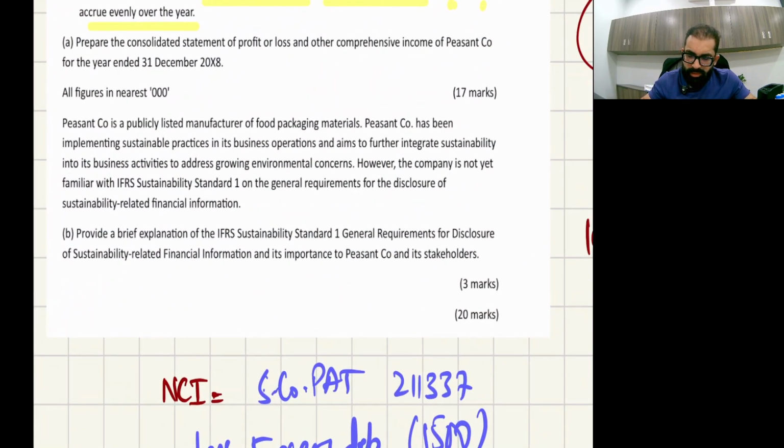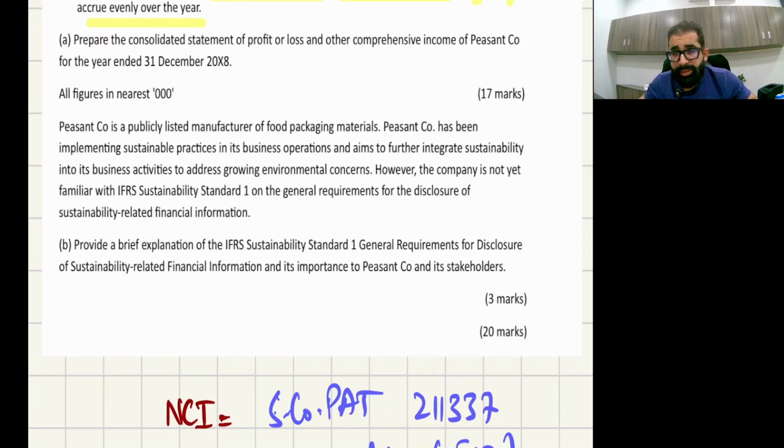Okay, so this is the 3 mark requirement, which is a new standard, and it is also included in my course. In my LMS, it is also added, right? So P Company is a publicly listed manufacturer of food packaging materials. P Company has been implementing sustainable practices in its business operations and aims to further integrate sustainability into its business activities. Very common nowadays, everywhere.